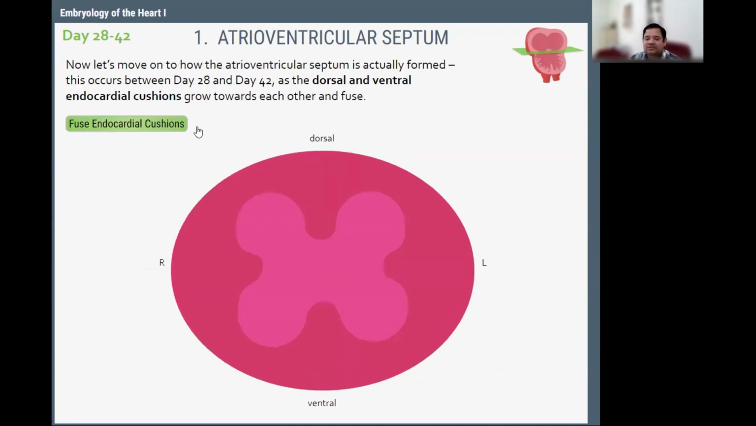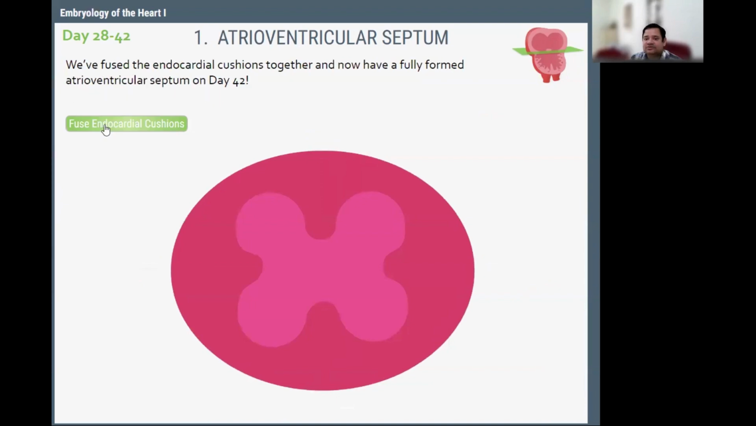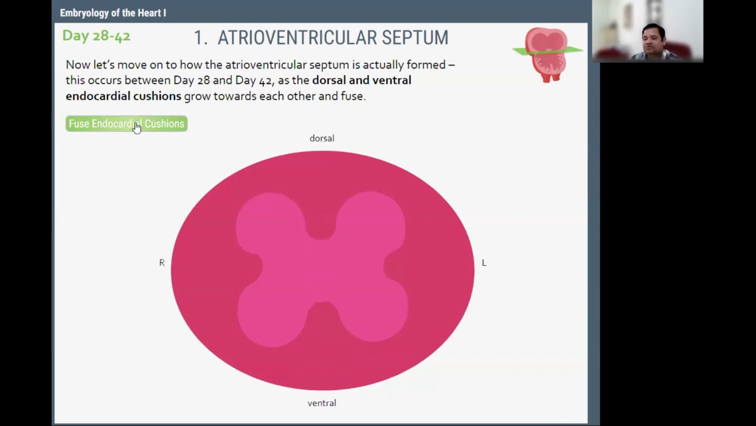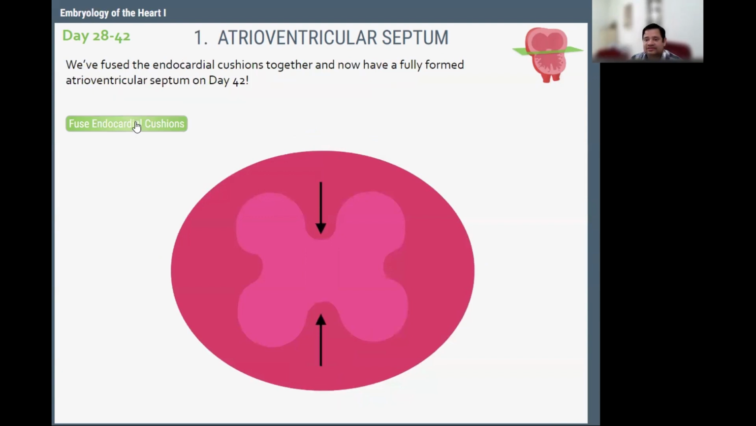So let's see how it is going to happen. The fused endocardial cushions, you can see like this, are going to fuse from the atrioventricular side and form the atrioventricular septum, and then ultimately the part which is not attached will form the atrioventricular canal. So the endocardial cushions fuse together and now they are fully formed endocardial septum on day 42. It takes too much time. From day 28 to 42, slowly it is going to happen and they form the fused endocardial cushions. Again, you will see how it happens. From the dorsal to the ventral side, they join together like this.